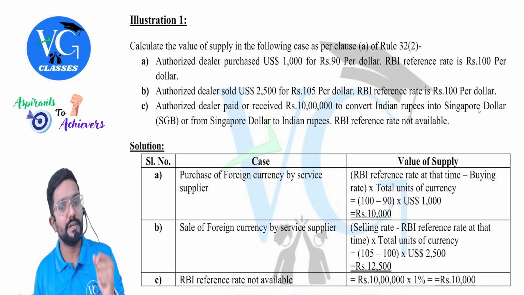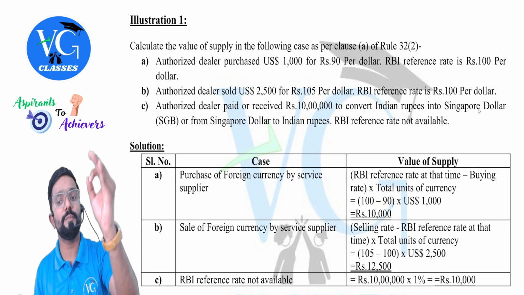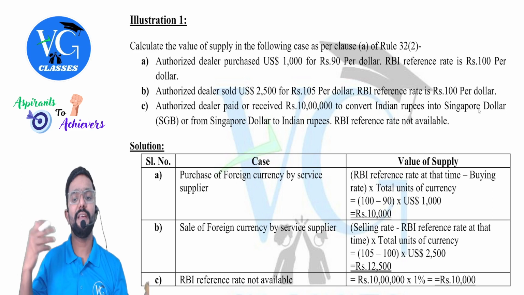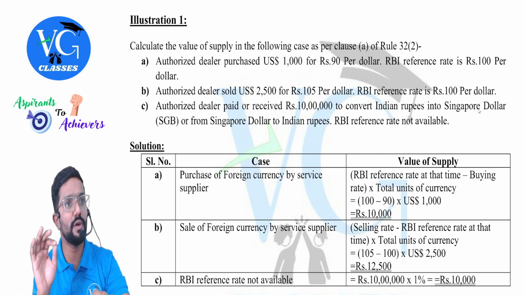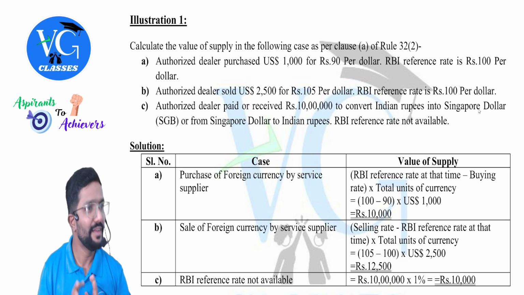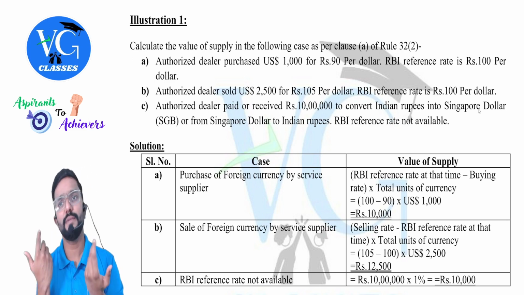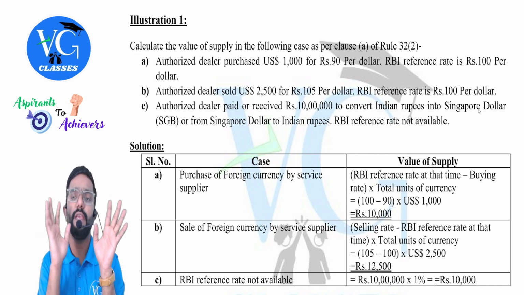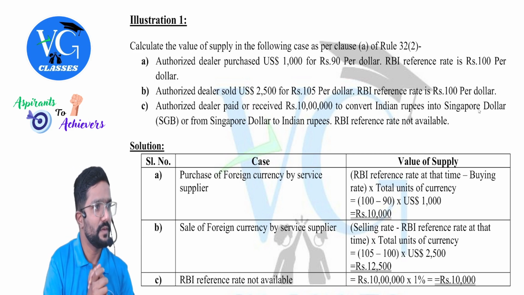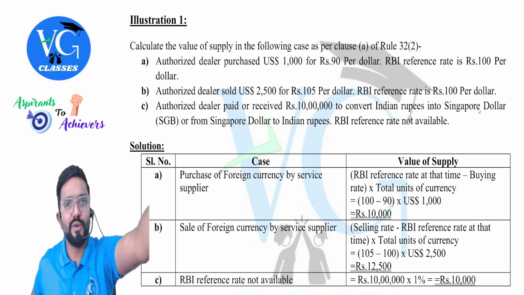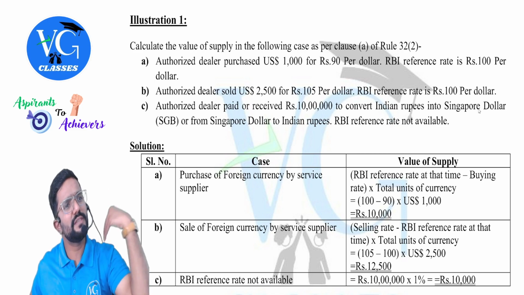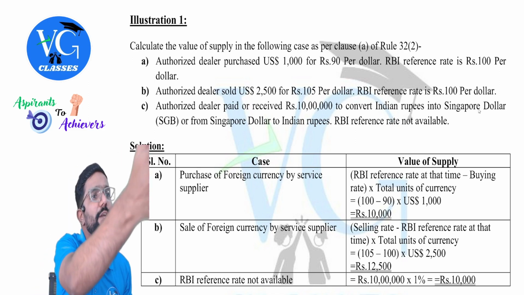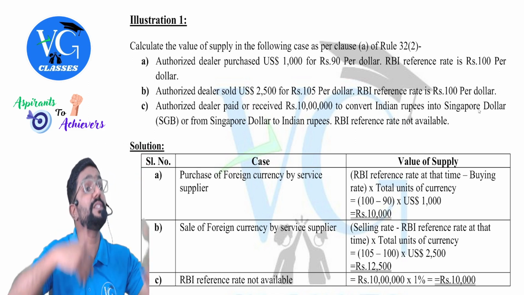Authorized dealer paid or received 10 lakh to convert Indian rupees into Singapore dollar, or from Singapore dollar to Indian rupees. RBI reference rate not available. Actually, guys, for Singapore dollar, it is a famous RBI reference rate is available. But I have just given an example. Assume in the exam they can give any currency. Okay. For Singapore dollar, sir, the RBI reference rate is not available. So now, you are the authorized dealer. You paid Indian rupees or received Indian rupees by exchanging Singapore dollar.